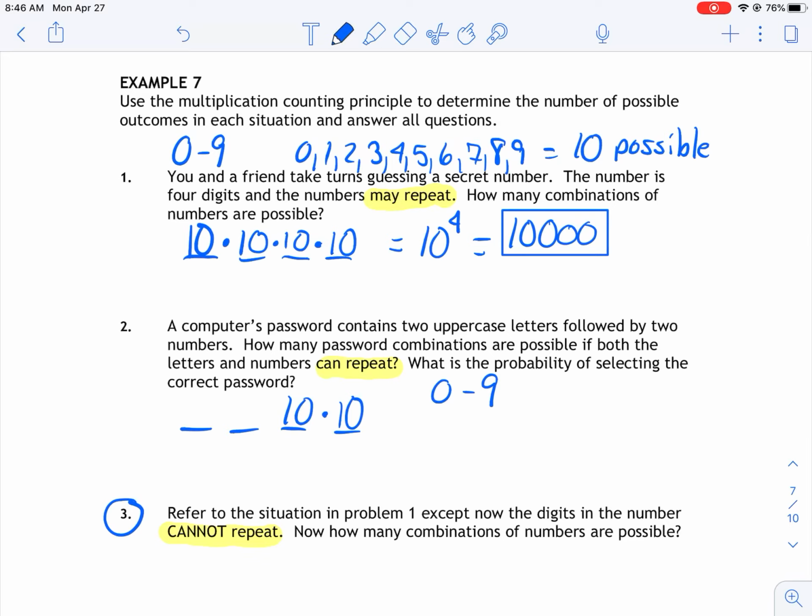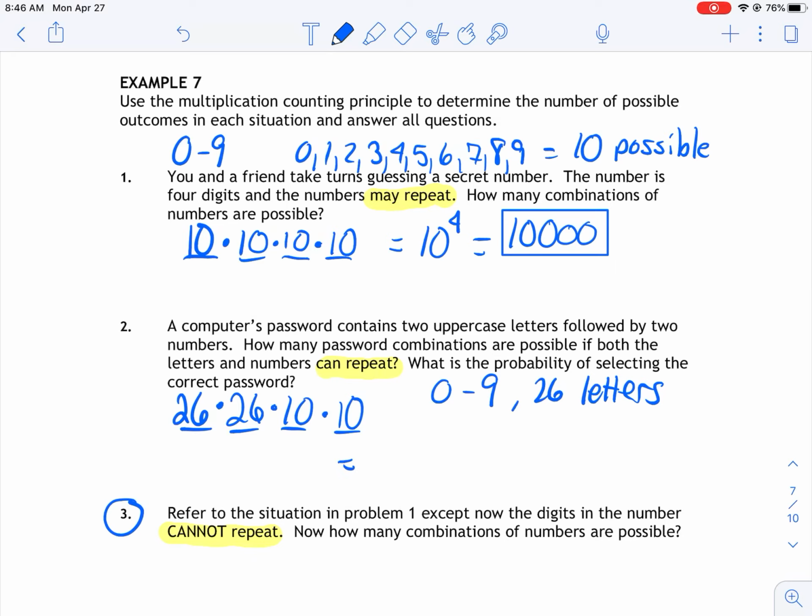Going back up to problem 2, now let's talk about the letters. They are uppercase letters, so they are going to have 26 possibilities for the first letter because there are 26 letters in the alphabet. And then, since it can repeat, 26 letters for the second option. If I multiply all those numbers together, we'll put this over here so we have a list of our options here. So 0 through 9 for the numbers, 26 letters.